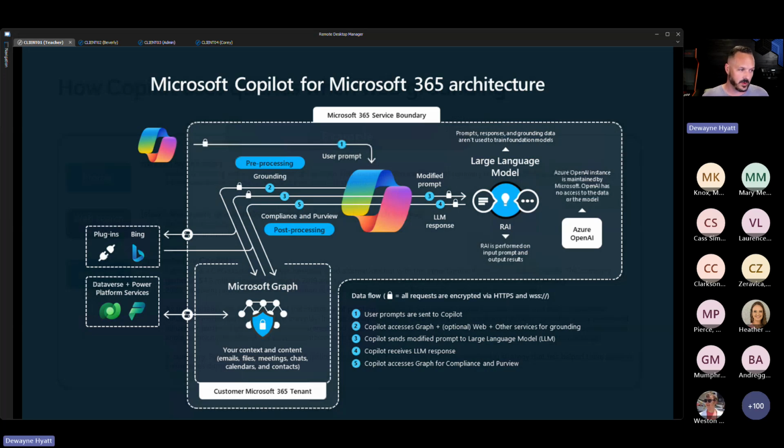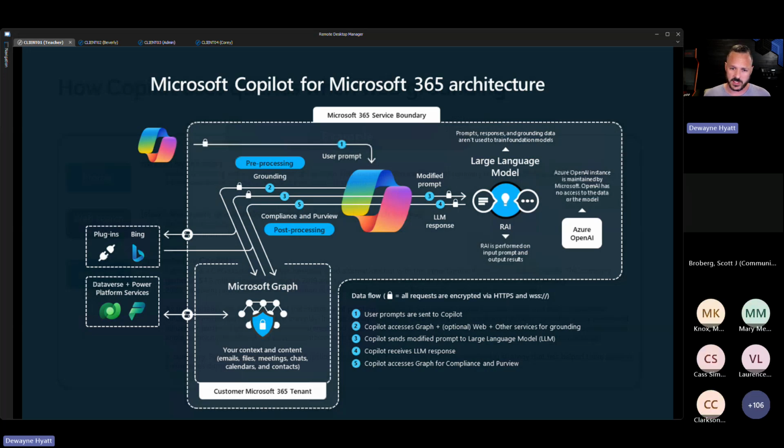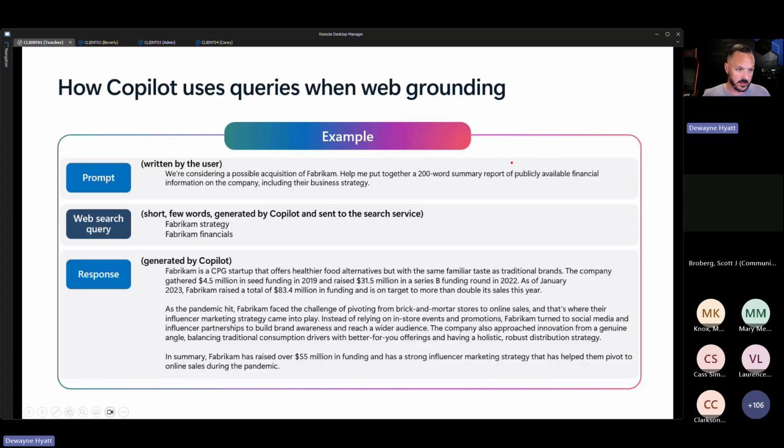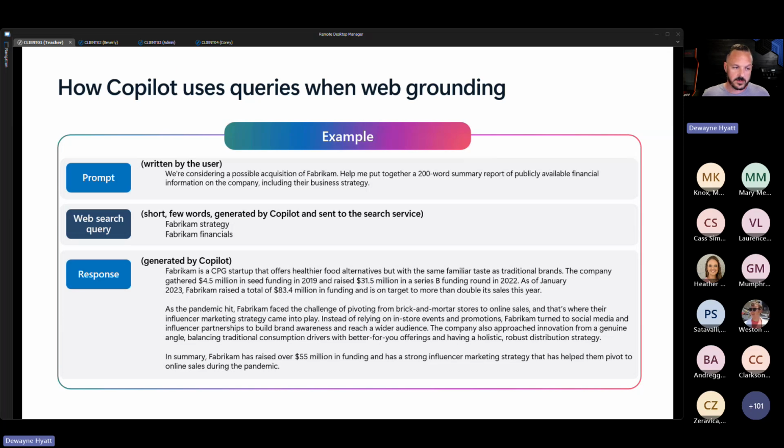So here's an example of a prompt that a user might write, and we can look at some of the keywords that are extracted from that user's prompt. In this case, we're doing some recon. We're trying to figure out some information about Fabricam, a fictitious company, and have Copilot write a report about it. Now, some of that data is going to be public, right? So it says in the actual prompt right there, publicly available financial information. That is a keyword that is going to encourage Copilot to go out to the web to find that information.